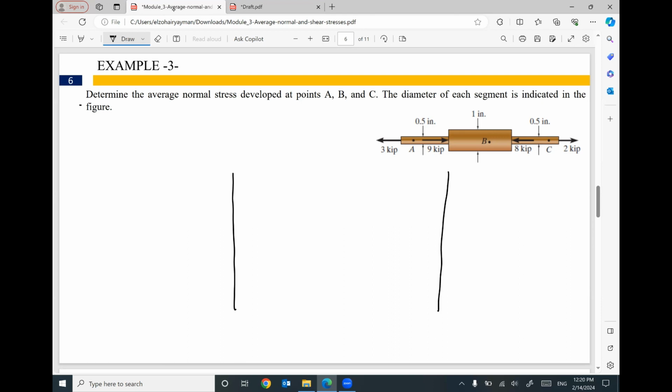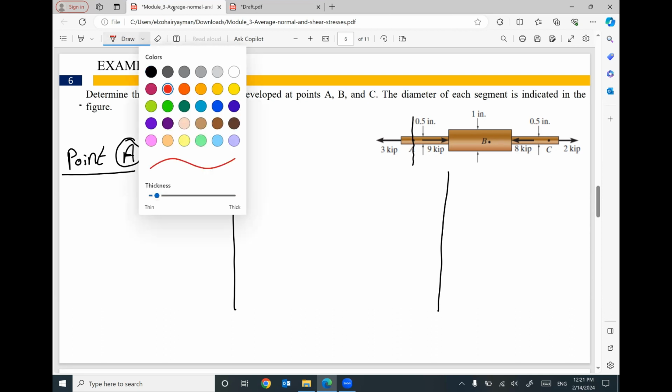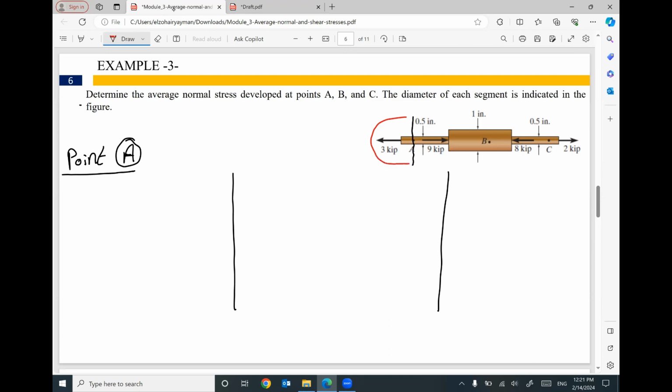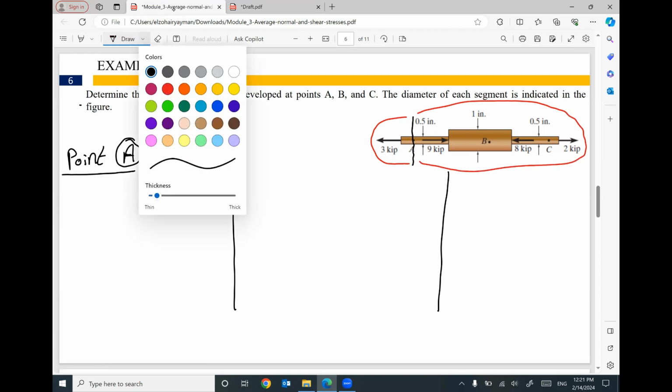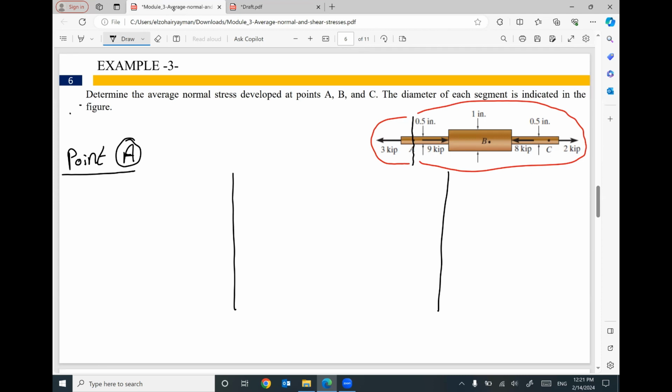The first one, to figure out the stress at point A. So at point A, I'm going to make a cut. Once you make this cut, I have two options. I can use the left part after the cut, or I can use the right part after the cut. It's up to you. I do recommend using the smallest part, which will be easier. So I'm going to use the left part. Here is the force applied, 3 kip.